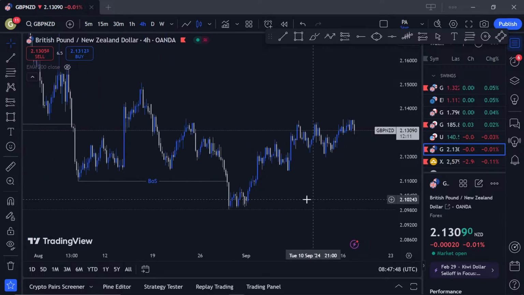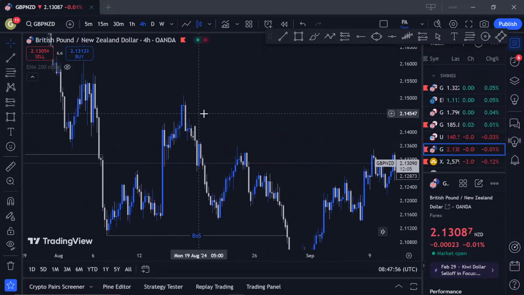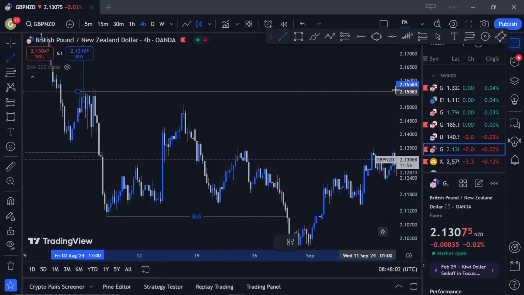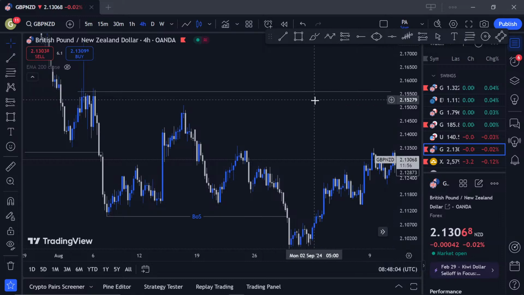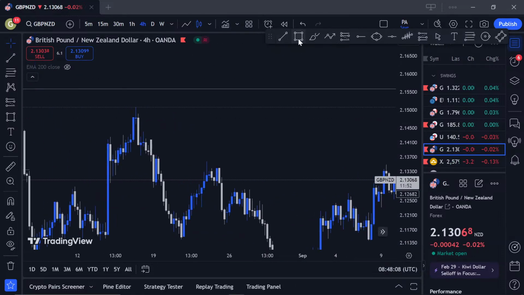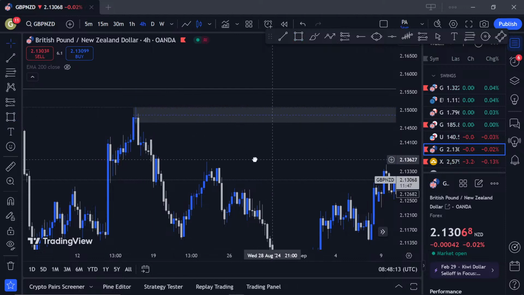Then after this break of structure, the market hasn't given us any other one downward. So despite that, as long as the market is still below this particular level here, we are going to focus on taking sell opportunities. So for that, let me start identifying my supply levels right here. Here's my first supply right here.